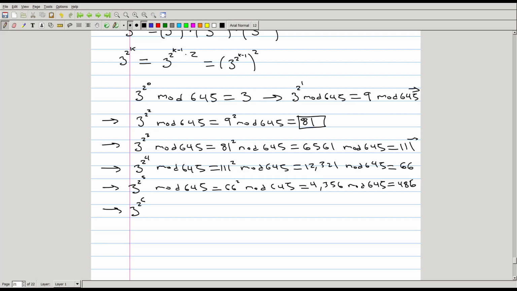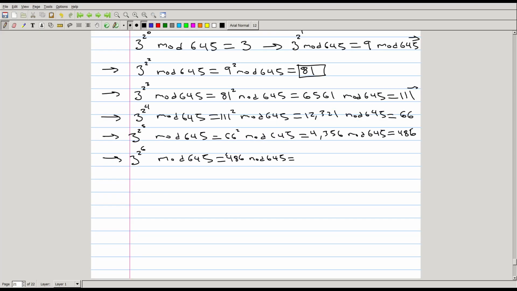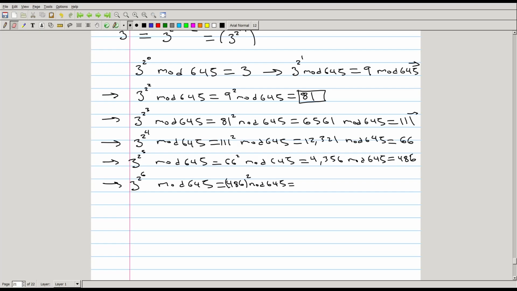And 3 to the power 2 to the power 6 mod 645 is going to be equal to, sorry, 486 squared mod 645, which is going to be 236,196 mod 645, which is 126.